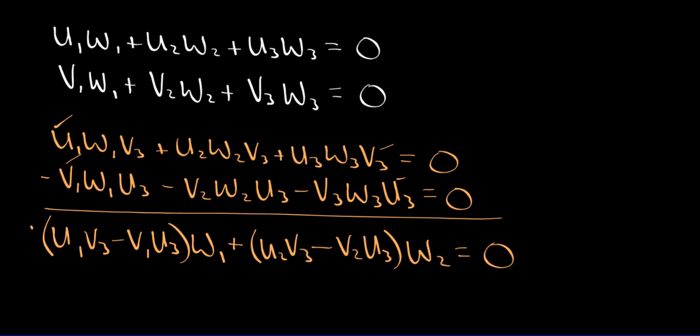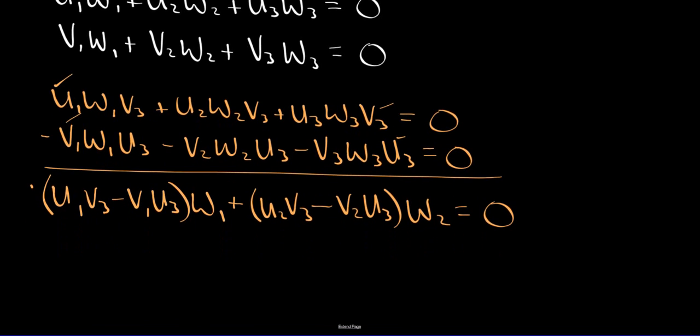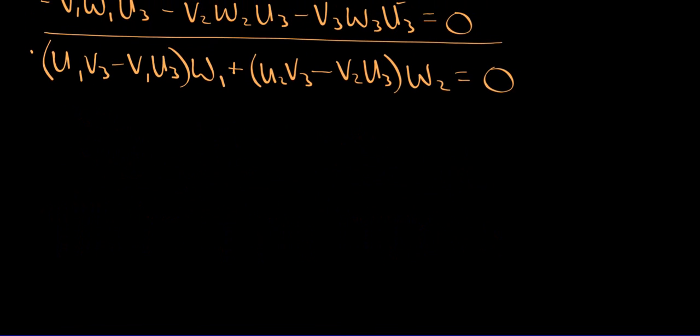Okay, does everybody follow what I did so far? What I've done is I've eliminated one of the variables. I've eliminated the W3. Now, let's do this. I've got this equation here, and what if I do this? What if I say this?